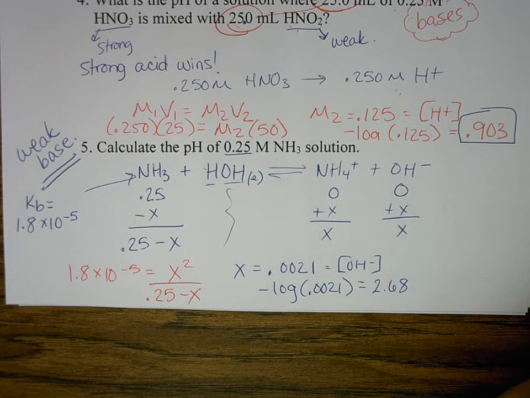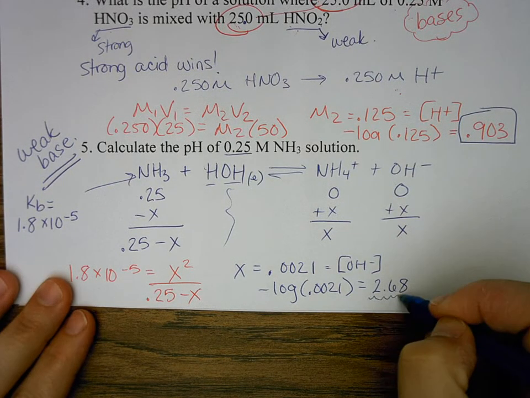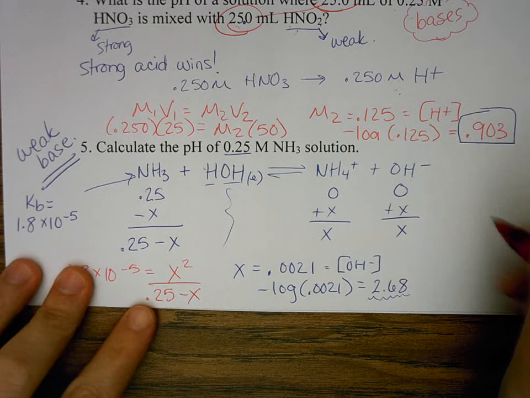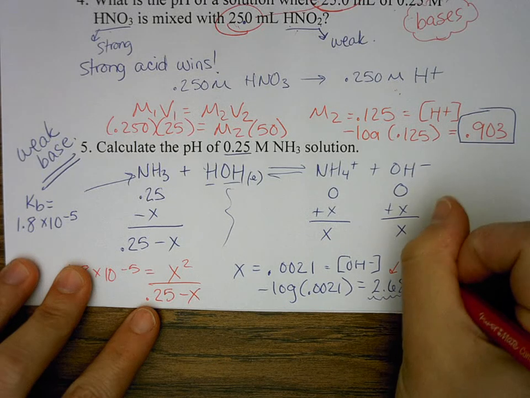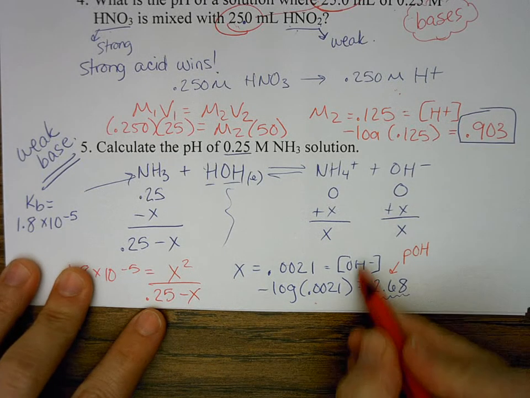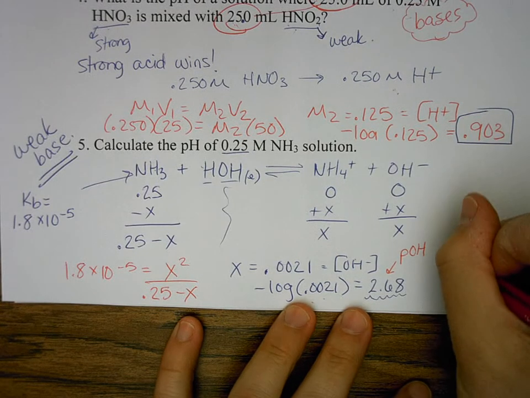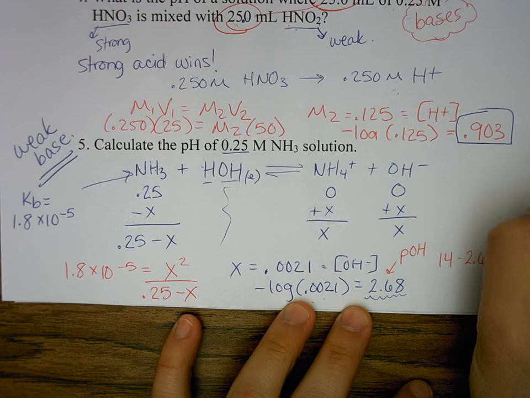Is that the answer? No, what do I do with that number? Subtract it from 14. This number is my pOH. Why? Because I negative logged the hydroxide ion concentration. So then I have to do 14 minus that number to get the pH value. And it's 11.32.